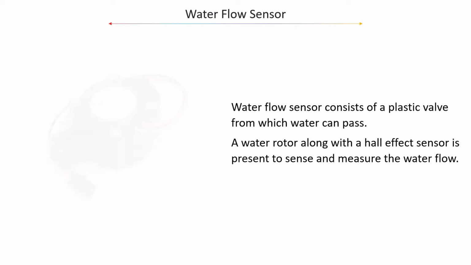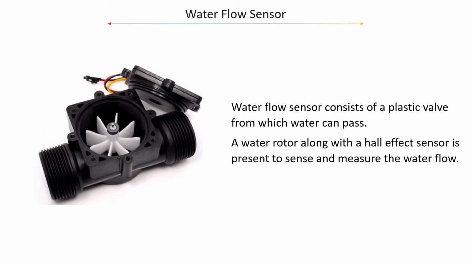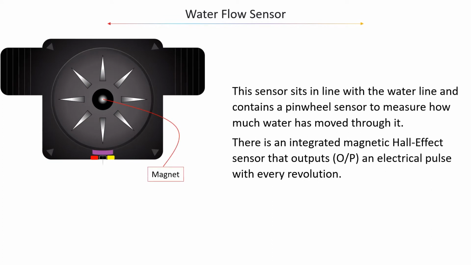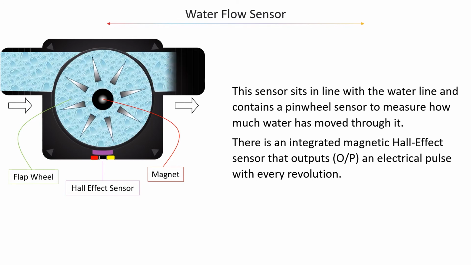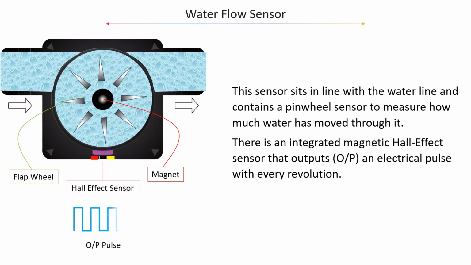A water flow sensor consists of a plastic valve through which water can pass. A water rotor along with a Hall effect sensor is present to sense and measure the water flow. This sensor sits in line with the water line and contains a pinwheel sensor to measure how much water has moved through it. There is an integrated magnetic Hall effect sensor that outputs an electrical pulse with every revolution.